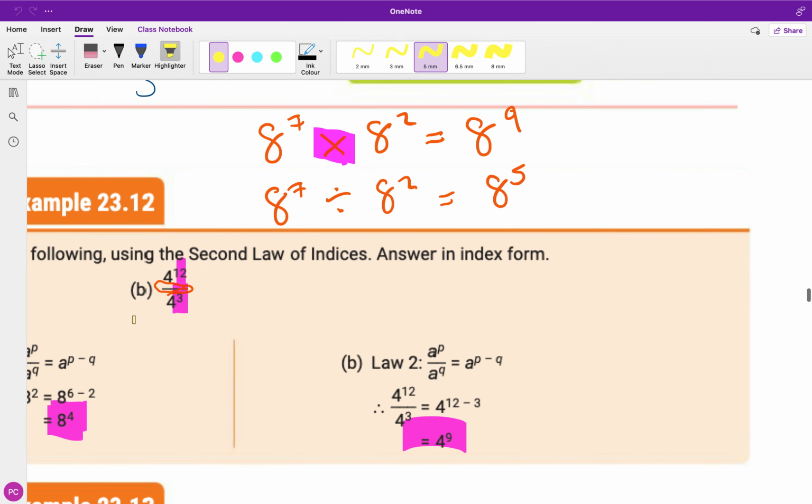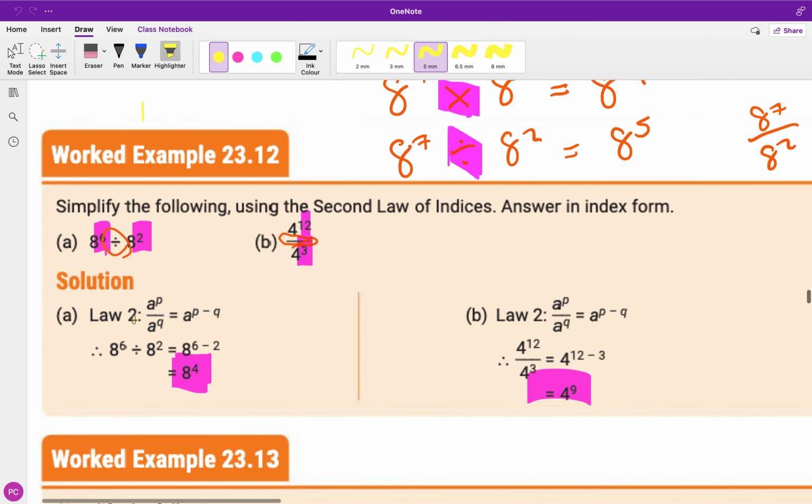As I said, you can write it two ways. 8 to the power of 7, again, divided by 8 to the power of 2, which is 8 to the power of 5. So you're always interested in what's in the middle. Is it multiplying or is it dividing? And that'll tell you what to do.